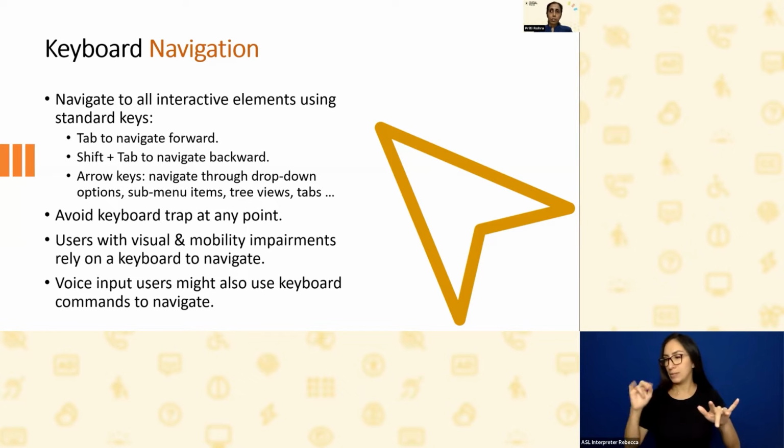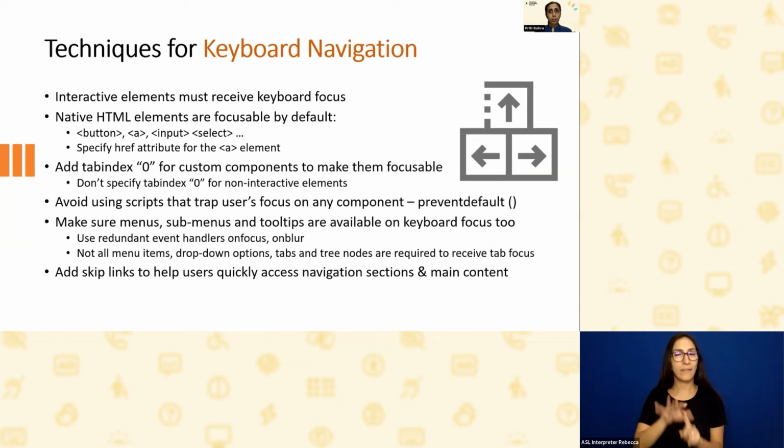Standard interaction methods are tab, shift tab, arrow keys, and so on. When users are using these keystrokes, they should be able to navigate to different elements. For this to happen correctly, there are certain techniques that we should be keeping in mind. First of all, use native HTML markup. Secondly, when custom components are used, make sure you make them focusable.